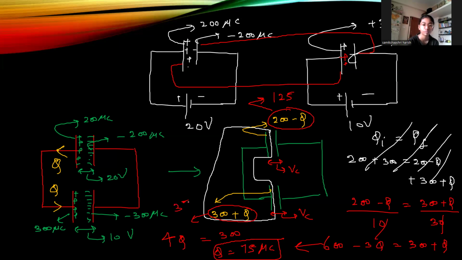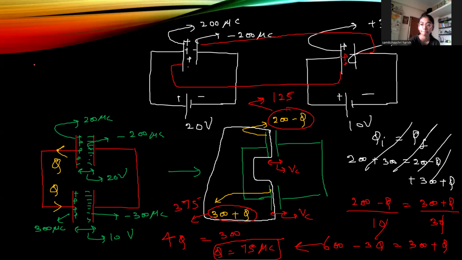375. Now still you can see that 200 plus 300, 500 microcoulomb. After that also 300, 375 plus 125. Understood? Charge conservation principle is going to hold. Got it? So Q comes out to be 75 microcoulomb.